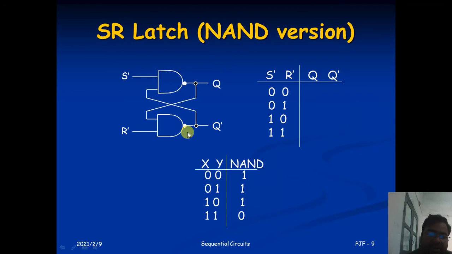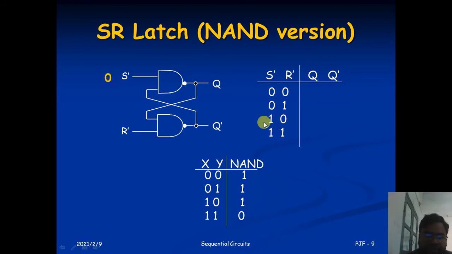And this is the table of this NAND gate. As you are aware, when X and Y both are 0, the NAND gate will produce 1. When either of them is 1, it will produce 1, and when both are 1, it will produce 0. So this table has been used in this gate flip flop.